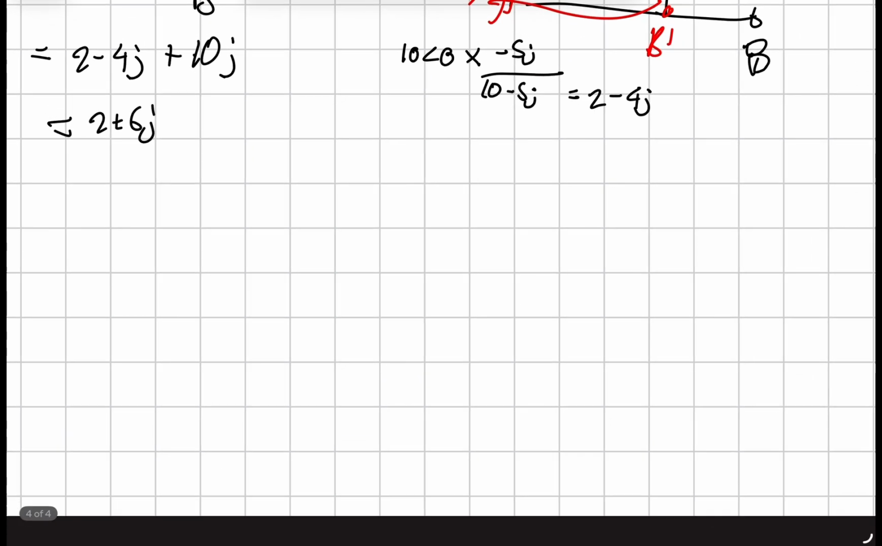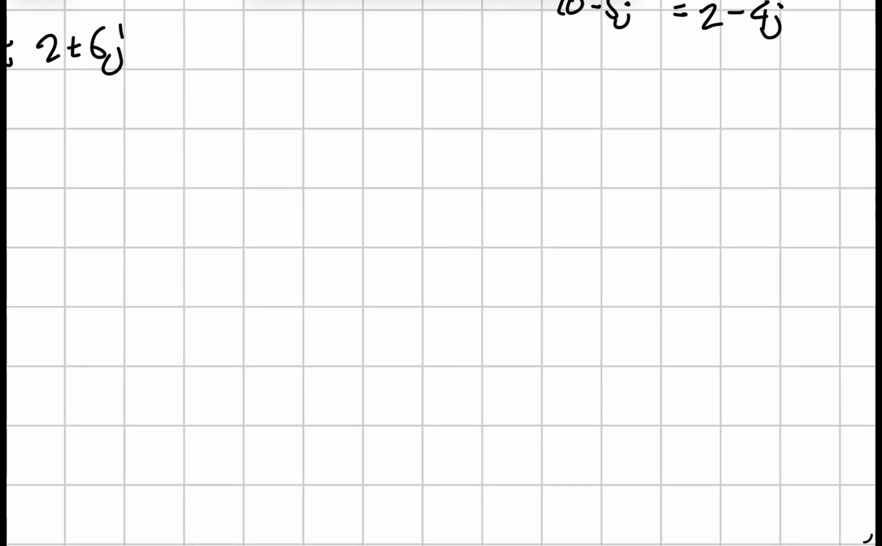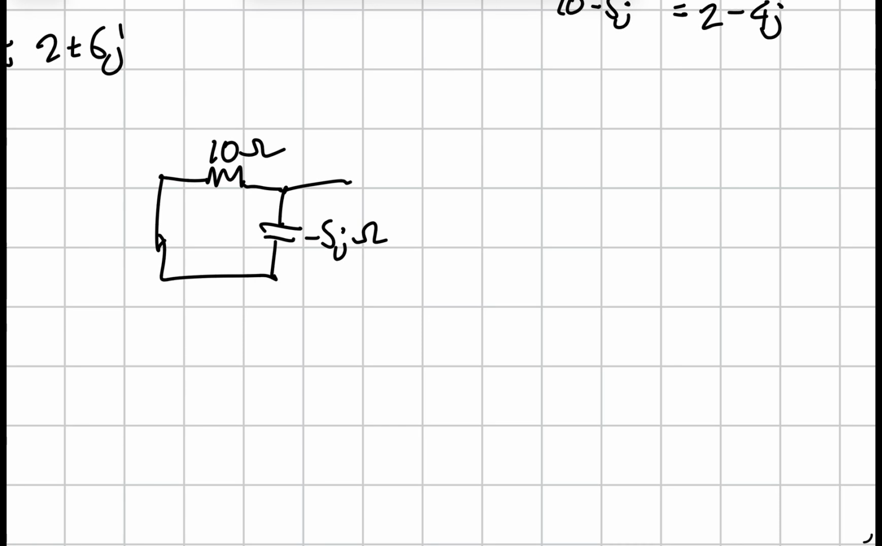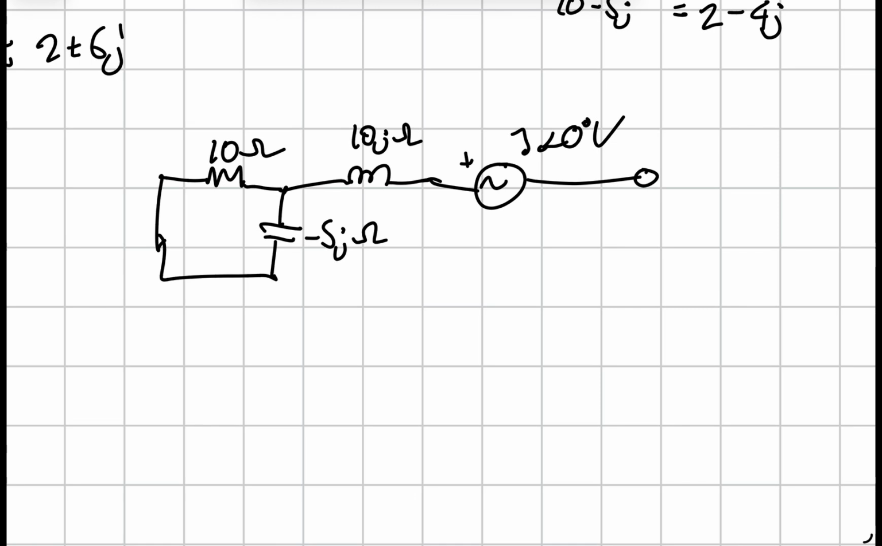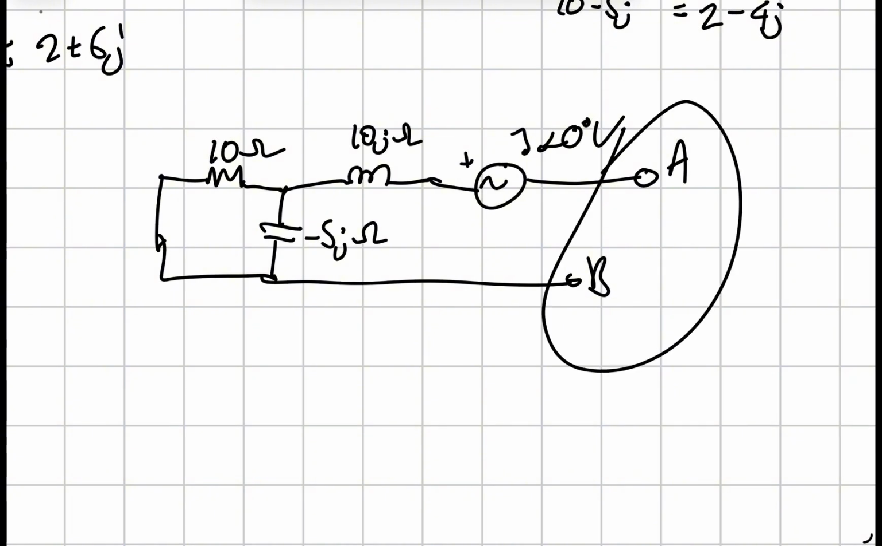Once you do that, you add your other contribution. 10 ohms is over here, minus 5J ohms is here, 10J ohms is here, plus the 3-volt source. This looks messy, but it works, okay? So, the A and the B are here, right?